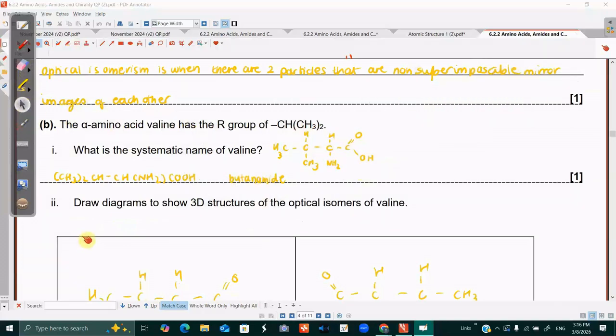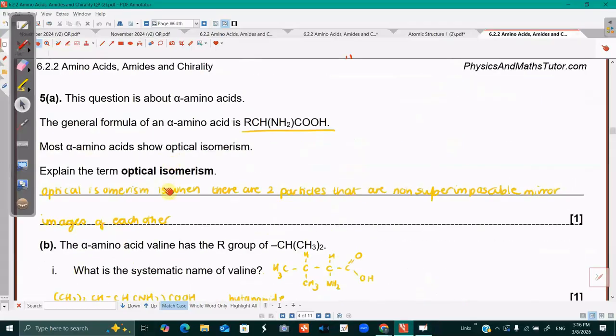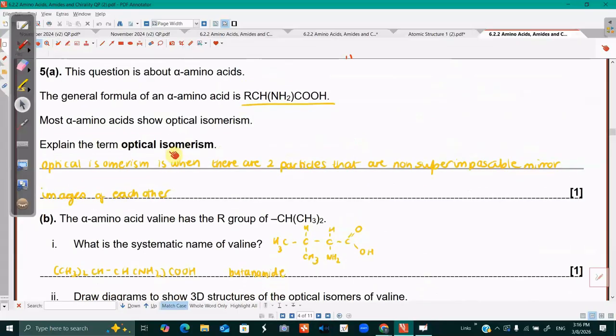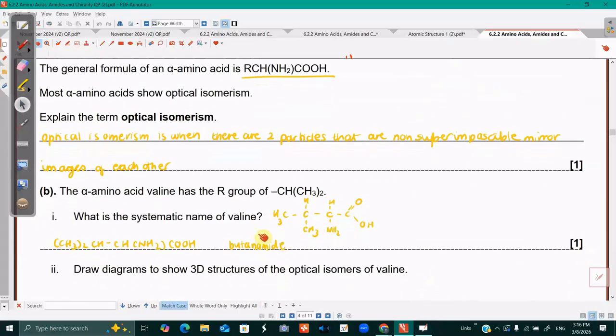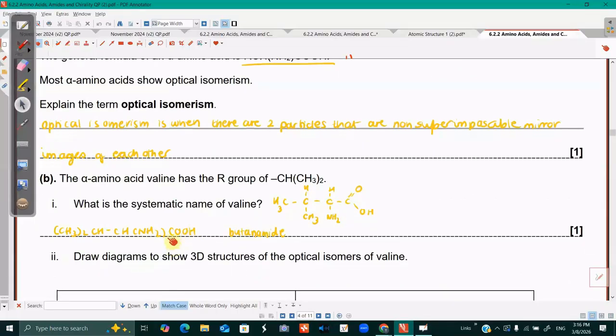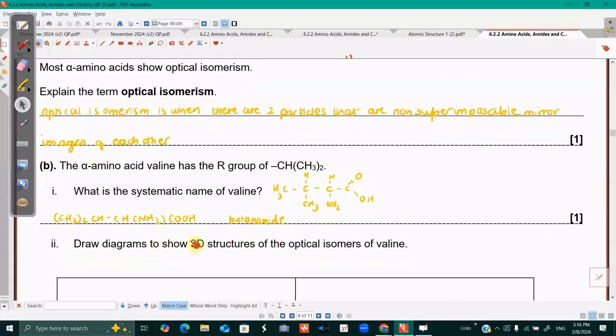The amino acid valine has an R group, which is given. Right? What is the systematic name of valine? Now, first of all, let's draw the structure. You have done that, very good. Amide.